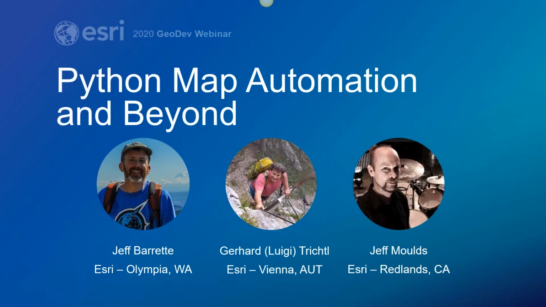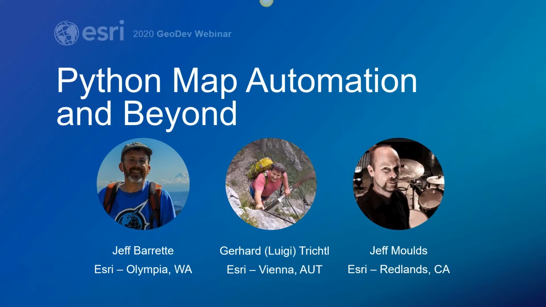Thank you, Jim. I really appreciate everyone for attending today. We look forward to presenting to you the topic of Python map automation. My name is Jeff Barrett, and I'm a product engineer on the ArcGIS team for Pro. I'm based out of Olympia, Washington. And also here with me today is Jeff Molds, who is also a product engineer based out of Redlands, California. And together, Jeff and I collect requirements and design the API and test and document everything that we're going to be showing you today.